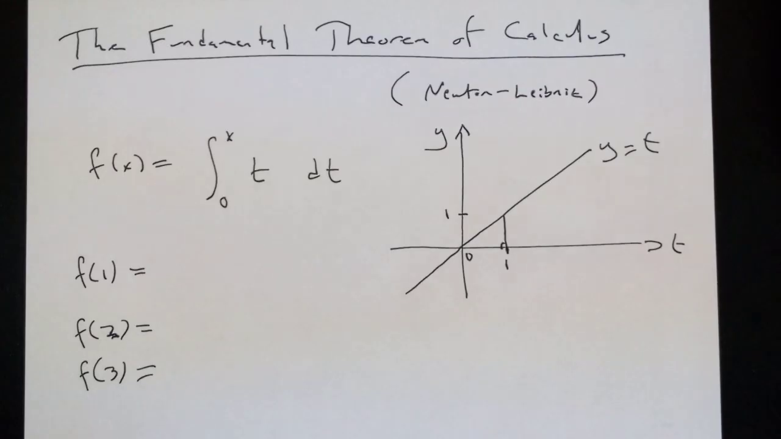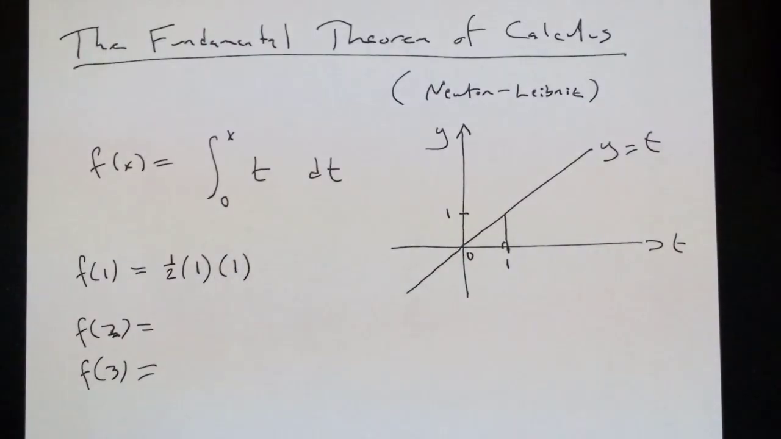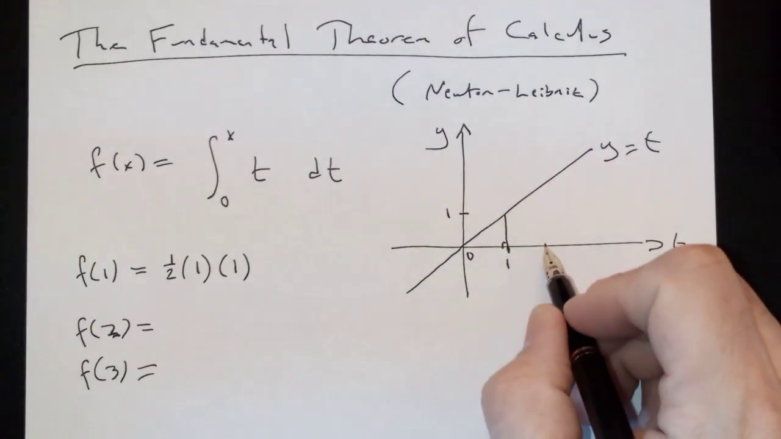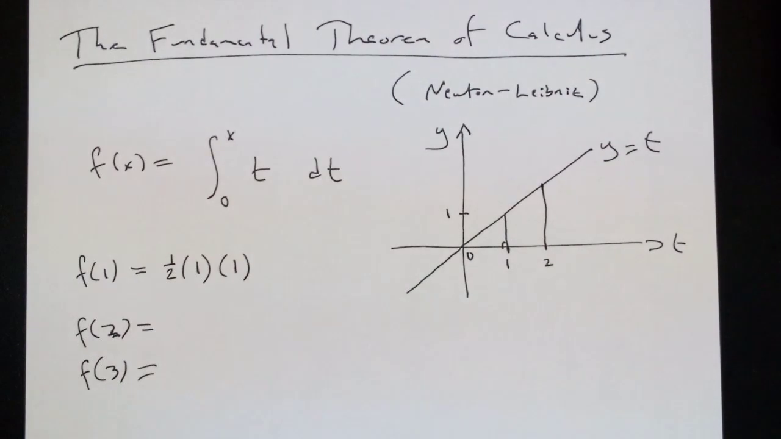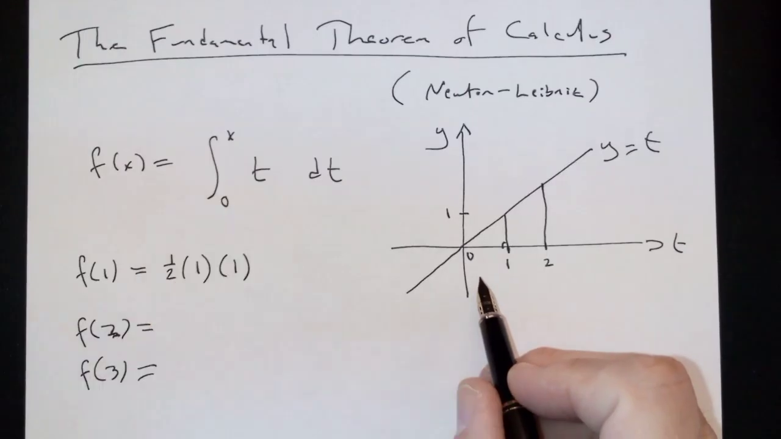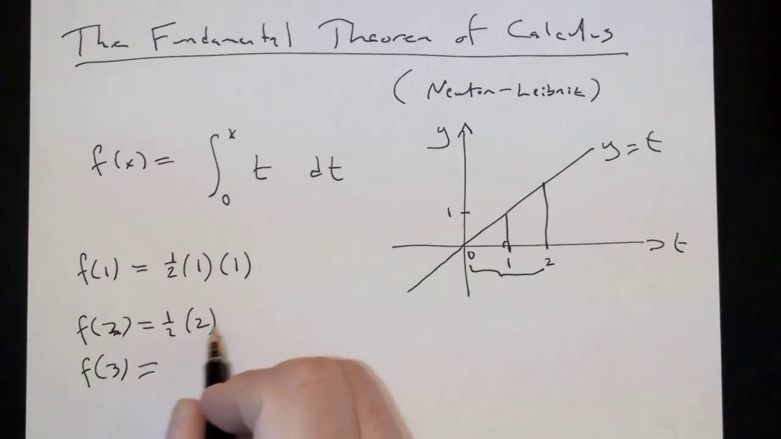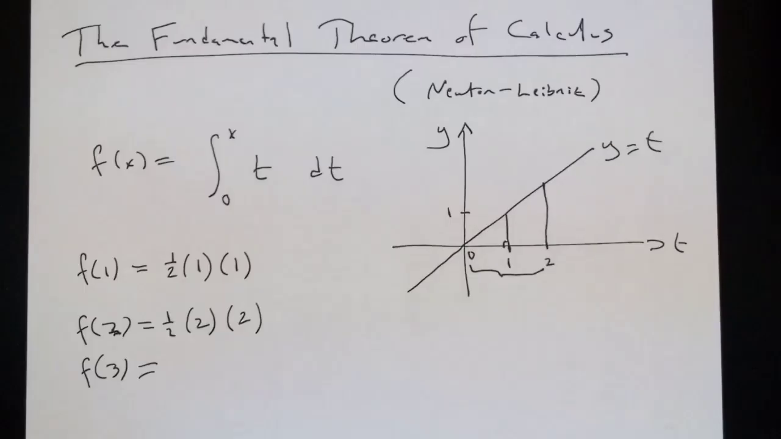And if that's true, what's the area of this triangle? A half. But the formula for a triangle is half base times height, right? So I'm going to write it as 1/2 base times height, because the base and the height are the same. So what happens when I get to 2? It's still the whole triangle because I'm starting at 0. So the base is now this entire piece. And the height is the same as the base.